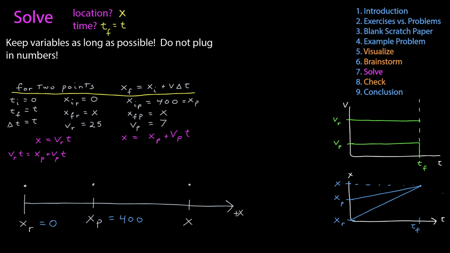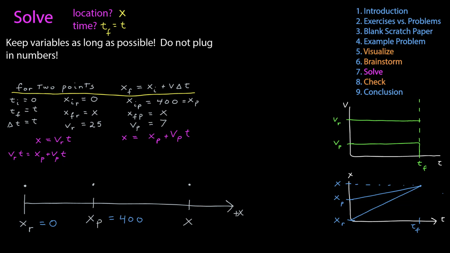So let's solve. I have two equations for x. x is equal to the velocity of the raptor times time, and x is equal to the position of the professor plus the velocity of the professor times time. So I just set the right hand side of each equation equal to each other.